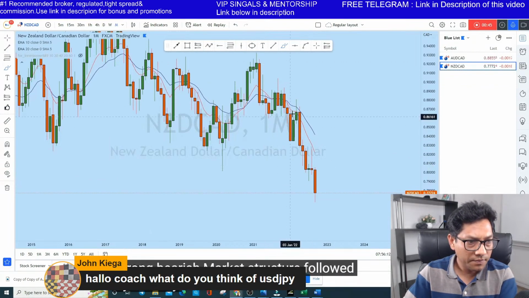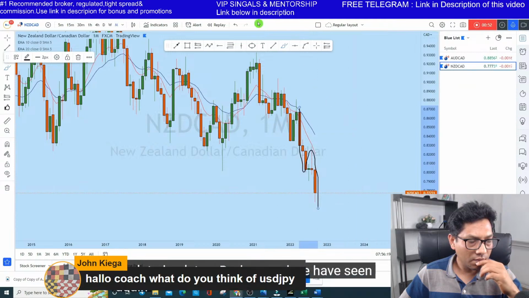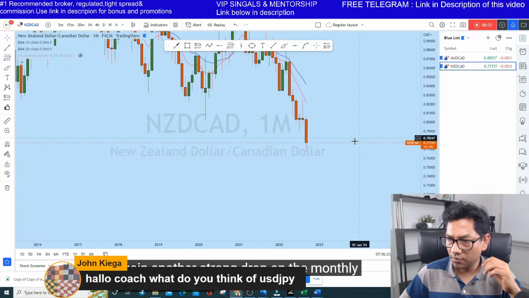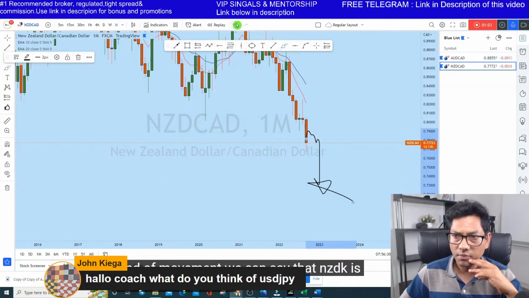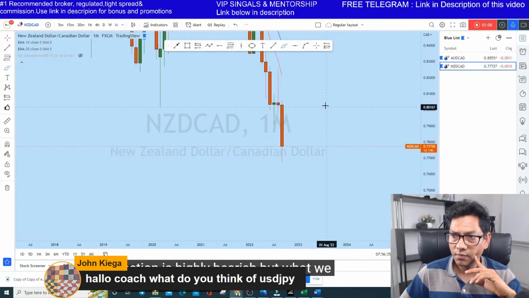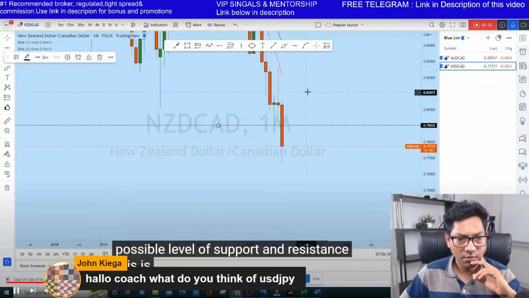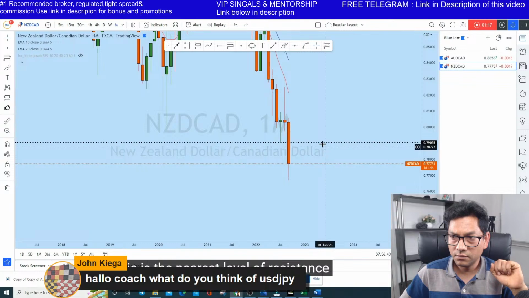Recently, we have seen a very strong breakdown, a retracement created back to back two dojis, and we have seen again another strong drop on the monthly perspective. Now, what can we expect from this kind of movement? We can say that NZD CAD is likely to drop further as the price action is highly bearish. But where can we expect to sell? First, let's draw the possible levels of support and resistance. This is the nearest level of resistance that we can see on NZD CAD on the monthly perspective.